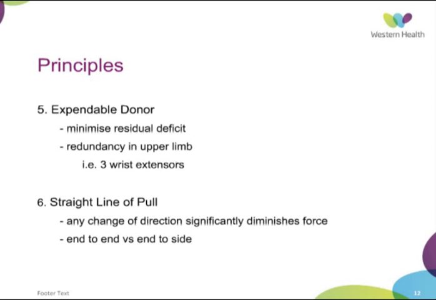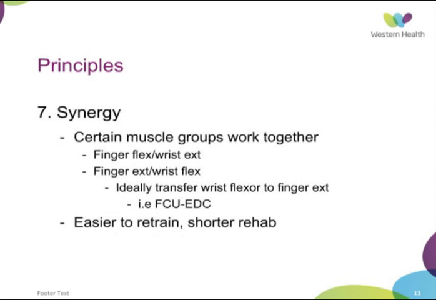You want a straight line of pull, so you want the ultimate biomechanics to be working for you. Ideally, you'll do an end-to-end type anastomosis rather than end-to-side. However, if you want to be able to take down the anastomosis, such as for a temporary tendon transfer, you may need to do an end-to-side.